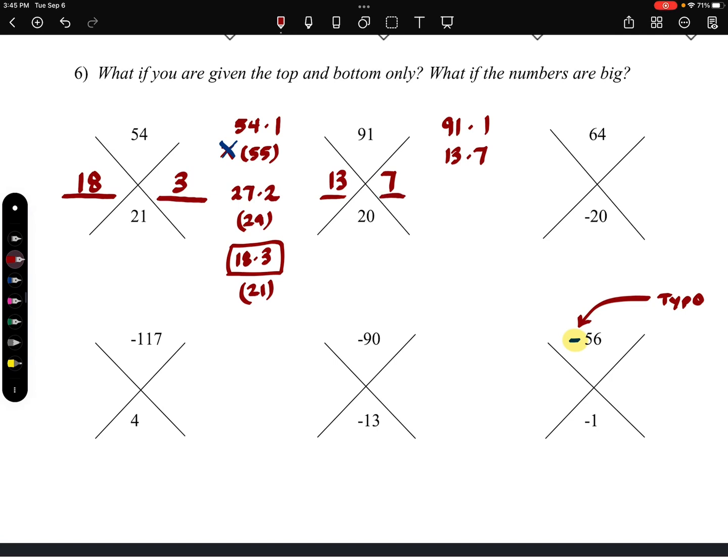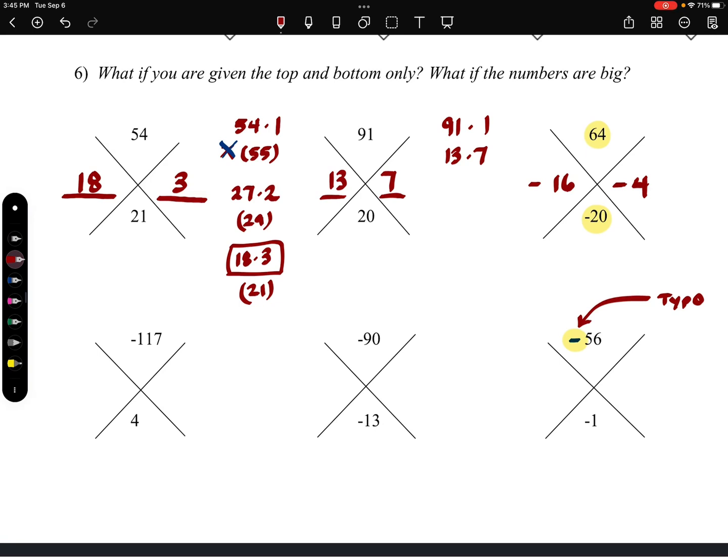Okay, so those are your answers. Next one, we've got 64 on the top and negative 20 in the bottom. So if you've got a negative down here and a positive up there, then you know that the signs are going to have to match whatever's in the bottom, because a negative times a negative will give us a positive, and a negative plus a negative is going to give us more negatives. So what do we have for 64 and 20? If you said negative 16 and negative 4, you are correct.